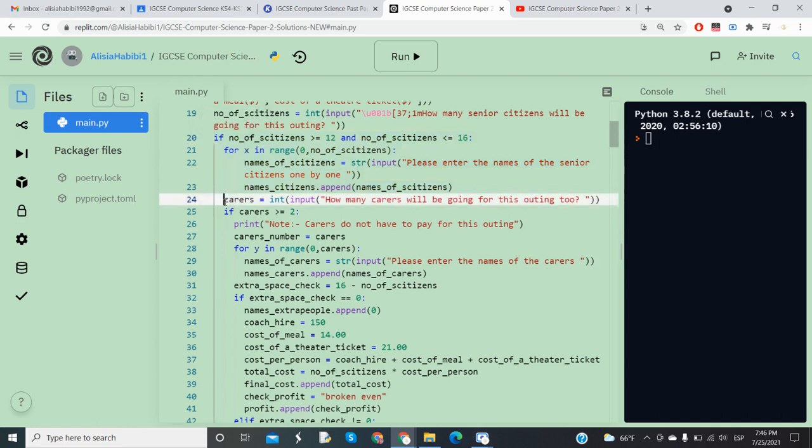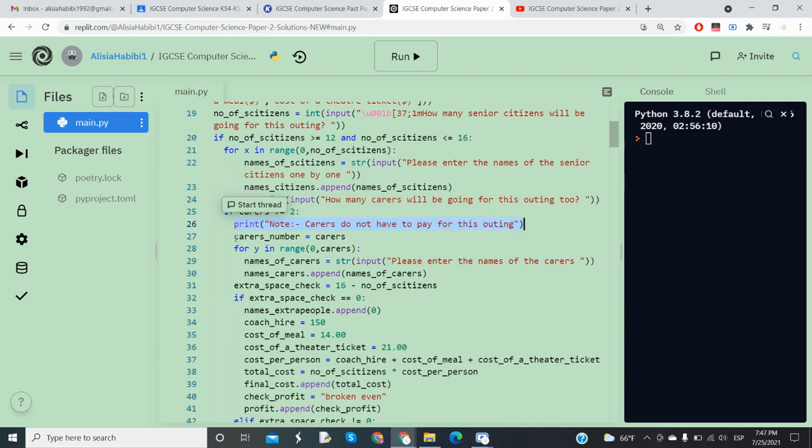So after that, the program goes ahead to ask how many carers will be going. And then, if the number of carers is greater than or equal to 2, it prints a message saying that carers do not have to pay for this outing, just to let the users know.